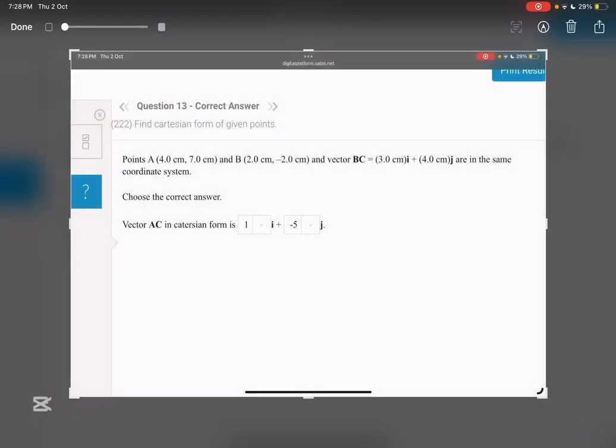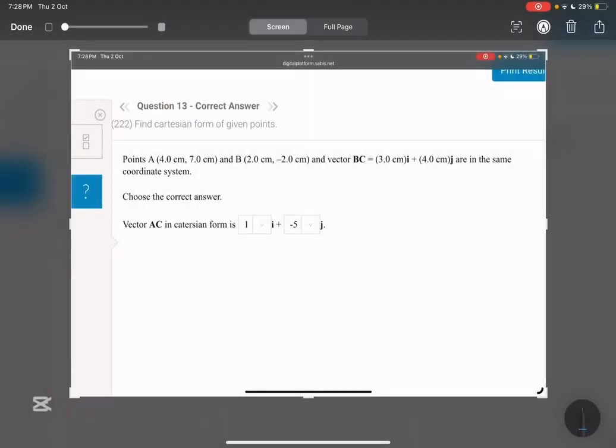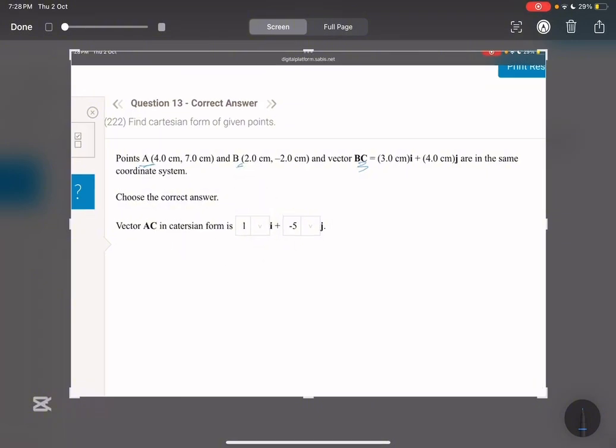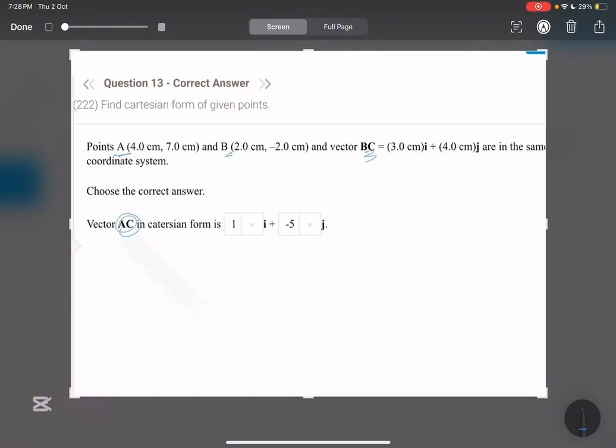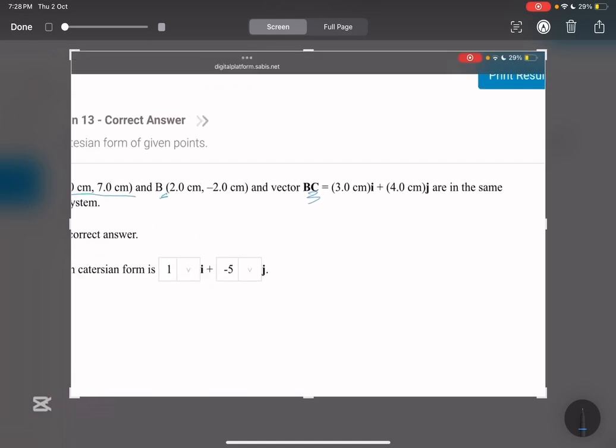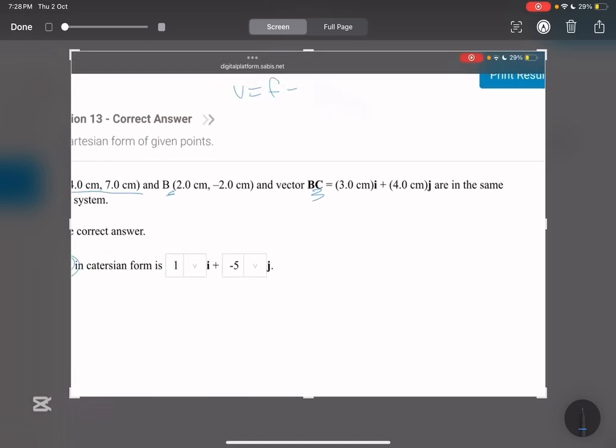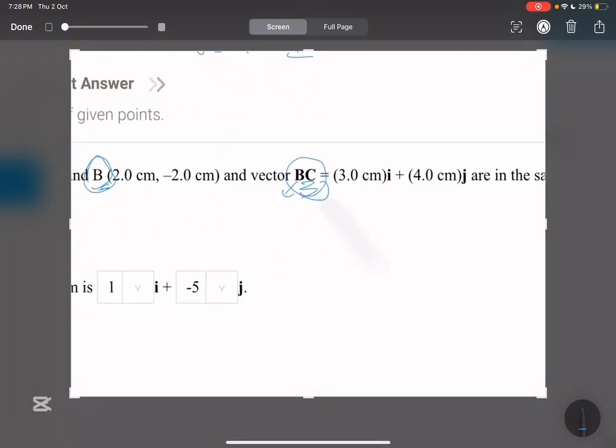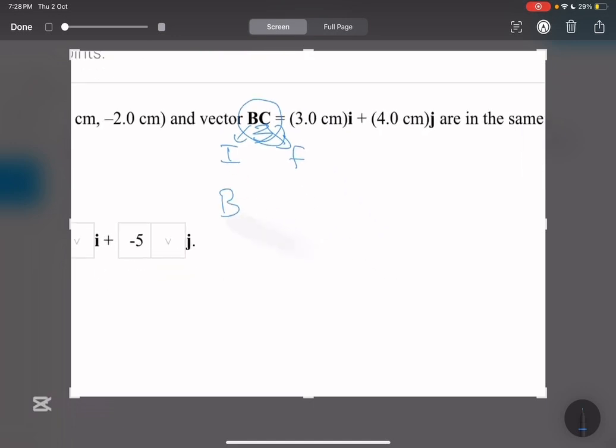Okay. They want AC. We have B, C, and we have A, and we have B. So first we have to find C, because how will we get AC if we don't even have the points for C? We have the points for A, but we don't have the points for C. So remember what I told you, vector is equal to final minus initial. So we have this vector with C, and this is the initial, because it's from B to C. So this is the initial, and C is the final. So BC will be equal to final, which is C, minus B.